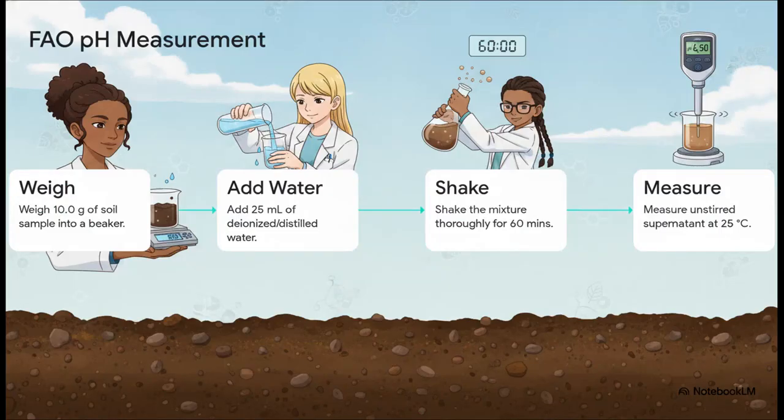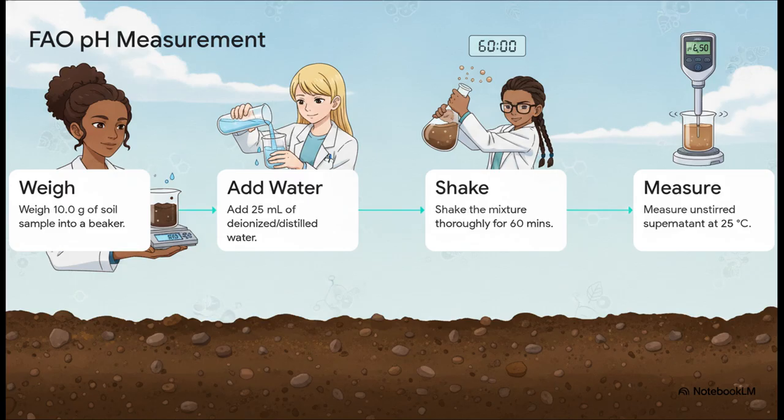All right, let's walk through the standard operating procedure for determining soil pH using the Food and Agricultural Organization's guidelines. Remember, pH is just measuring the hydrogen ion concentration. We start by weighing exactly 10.0 grams of our air-dried soil sample into a beaker. Then, we add 25 milliliters of deionized or distilled water. That gives us a perfect 1 to 2.5 soil-to-water ratio.